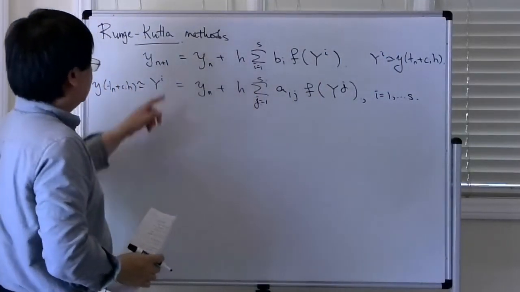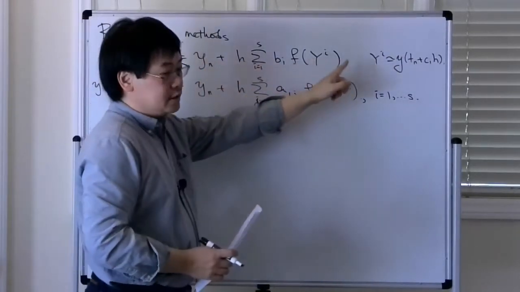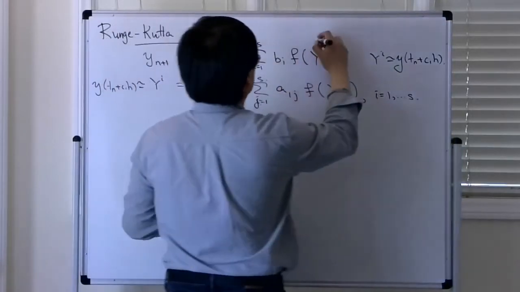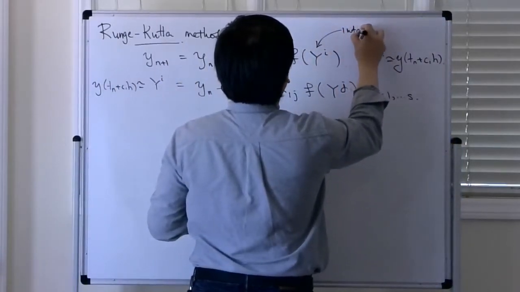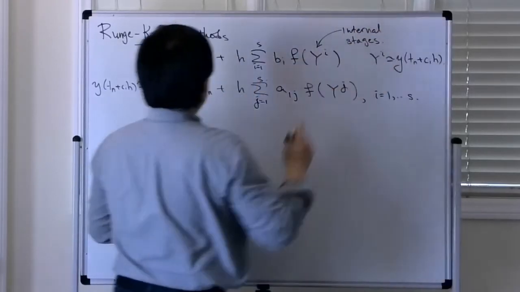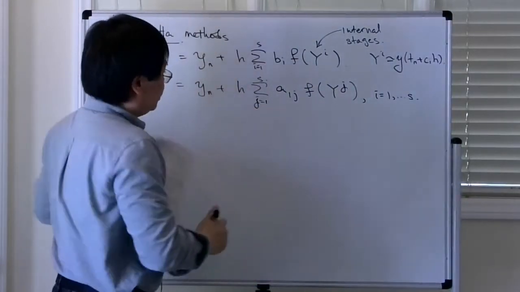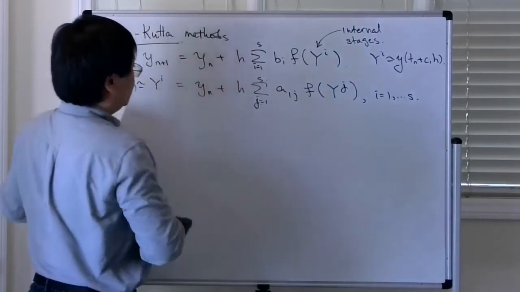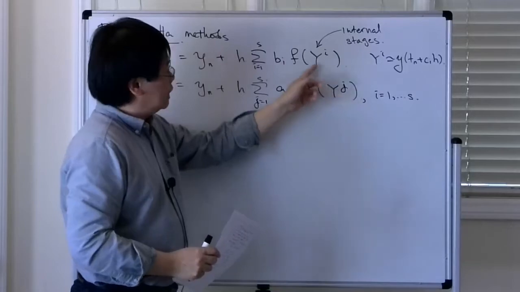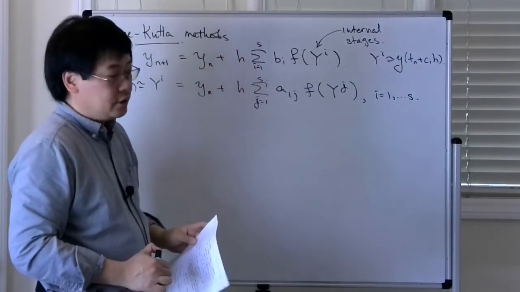If you look at this expression, y at the new time is equal to y at the old time plus some weighted combination of the vector fields at what are called the internal stages. The internal stages themselves satisfy a very similar type of equation, but with different quadrature weights, aij. But notice that the quadrature points are the same, and that's to prevent you from introducing additional unknowns which you don't know how to deal with.